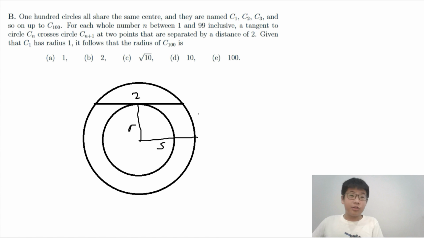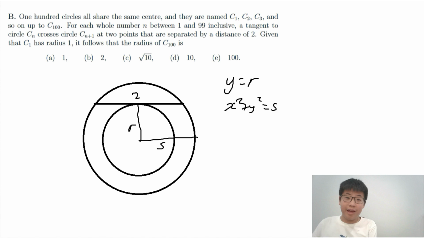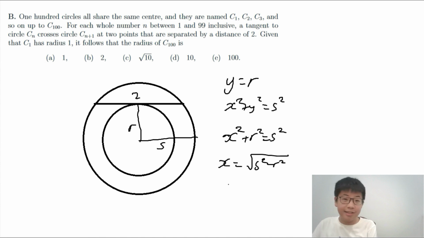So, how are we going to do this? First, we will have to set the tangent to be y equals r, because that's the easiest tangent to work with, right? Why choose a complicated tangent when all the tangents are literally the same? So, x squared plus y squared equals s squared. Then we substitute y equals r, and find the intersection points. x equals the square root of s squared minus r squared, because we cut a negative distance.